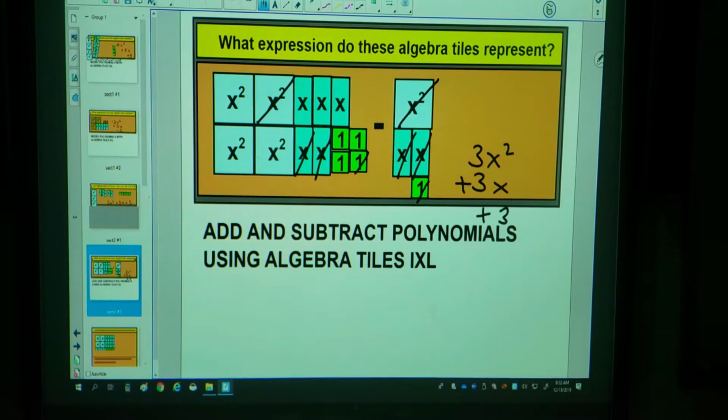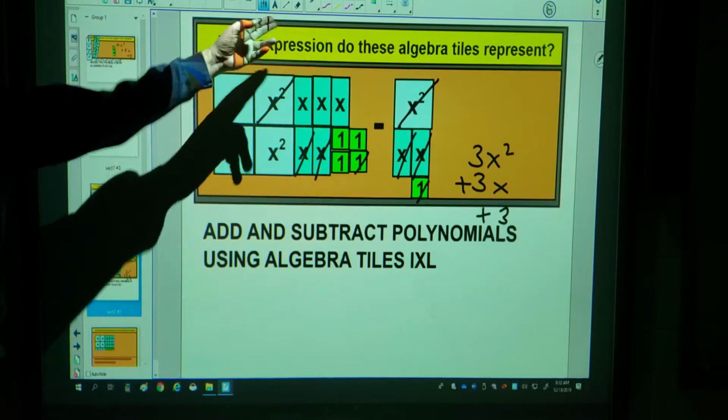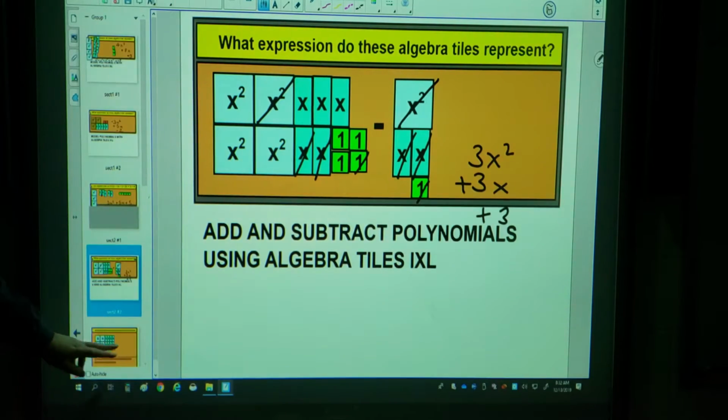So there's a couple of different ways that you can do these questions. This time, I did not give the algebraic one across the top.